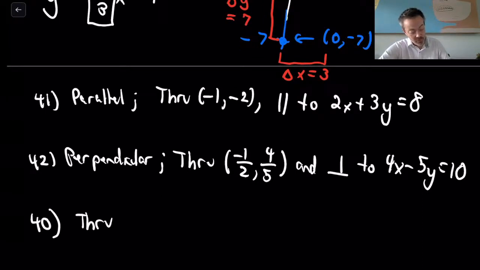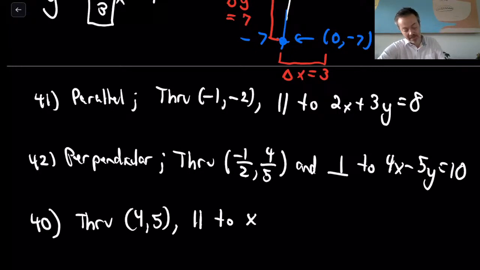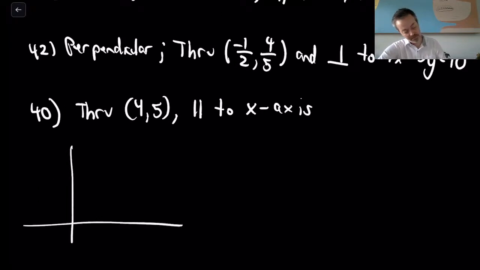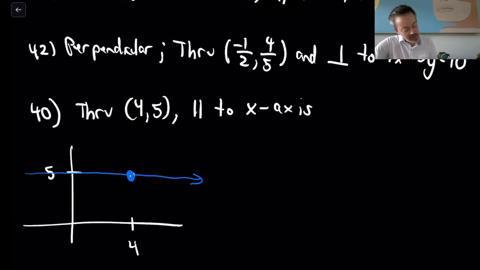So it goes through 4, 5, parallel to the x-axis. Okay, so this is good. Thank you, Queen Bee. You saved me here. So it goes through 4, 5, so there's my point, and it's parallel to the x-axis. So it's just a flat line. Just like you said, Queen Bee, the slope for this line would be equal to 0. You're absolutely correct. I think we got it. So here we go.